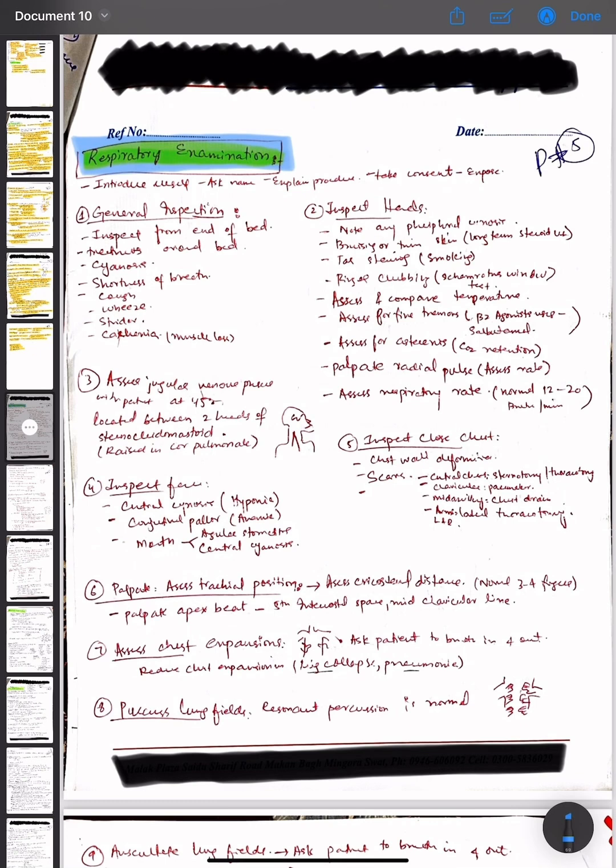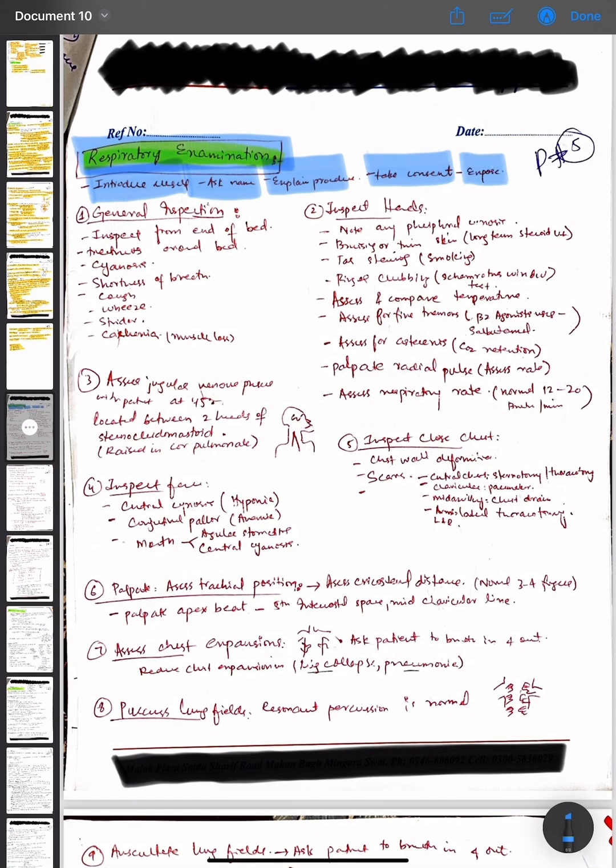First of all, introduce yourself: I am Dr. Desh and I will be examining you. Then ask the patient his name and his age. Then explain the procedure: I will examine you and I will expose you and there will be no problem, but if you have any problem, you can tell me. Then take the consent of the patient: do you have any problem? The patient will say no. Then expose the patient and start your examination.